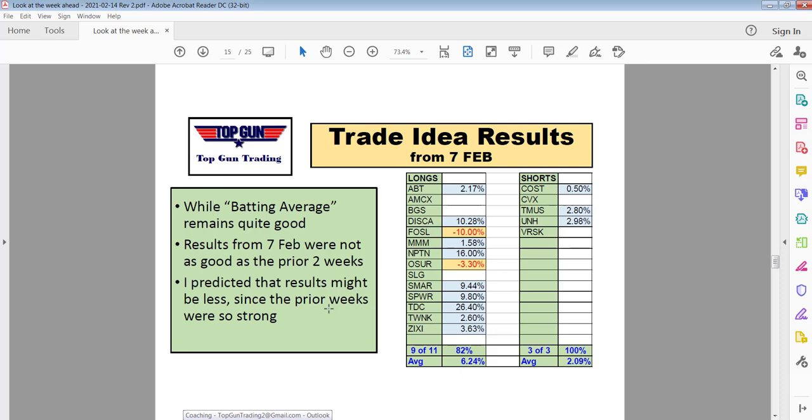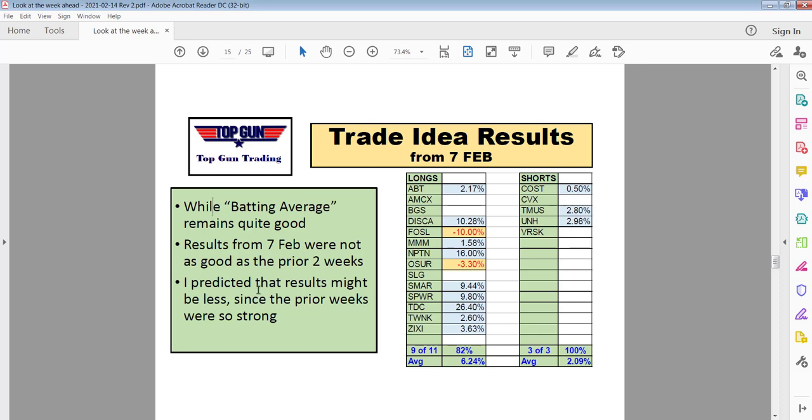all right, before we go into the trade ideas, I want to pat myself on the back here a little bit and actually tout what we are doing for our trade ideas. The trade ideas from the 7th of February, last week, the batting average stayed pretty high, 82% and 100%, the longs and shorts. The results from 7th February were not as good as the prior 2 weeks, but still 6% in a week and 2% overall on the short side is not anything to shake a stick at.